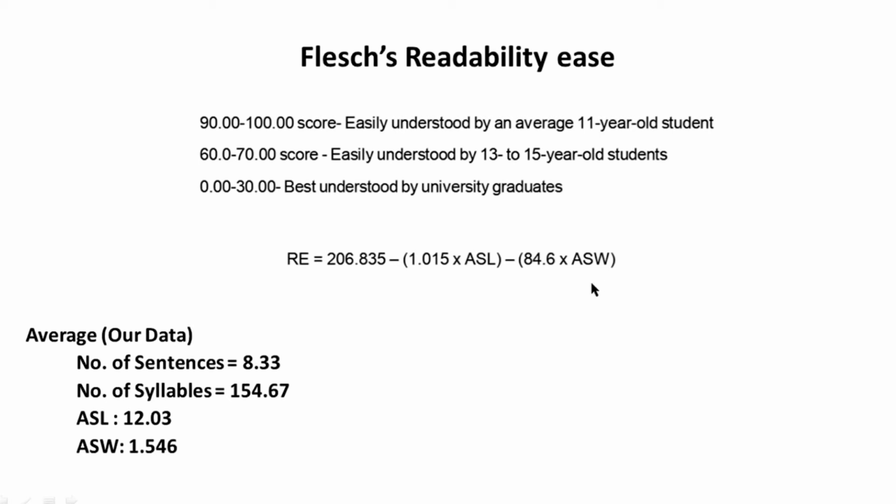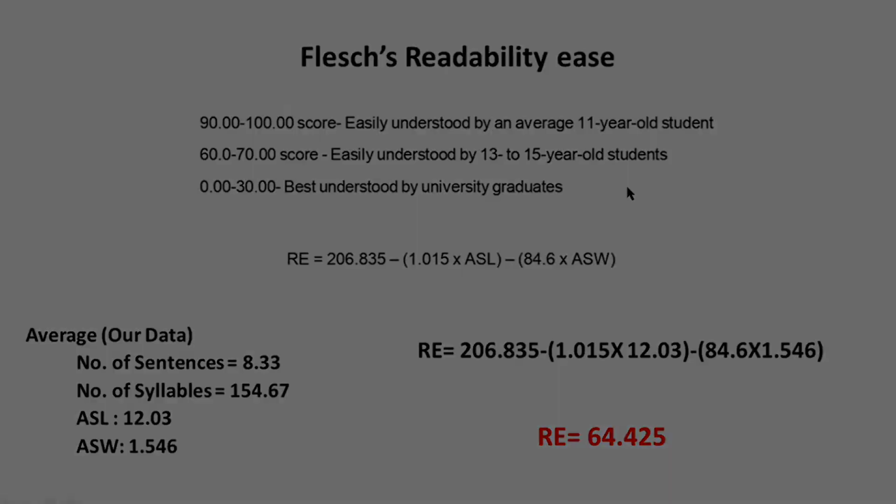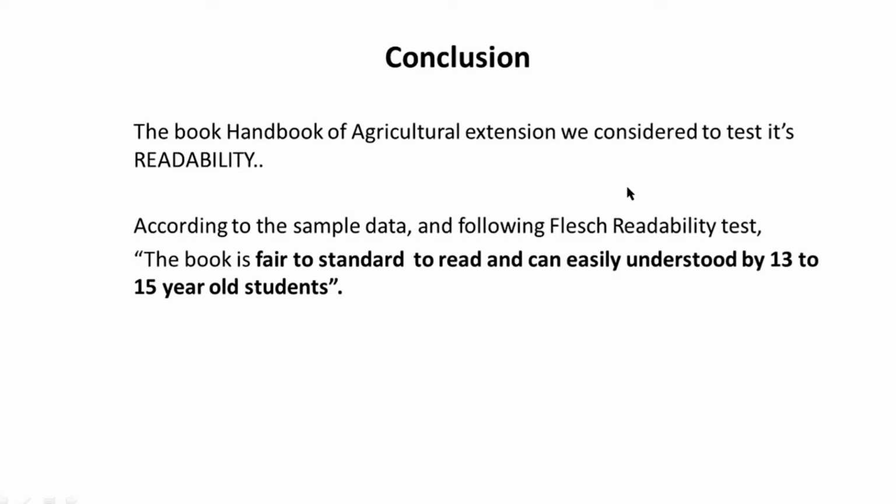If we use our data for this formula, we have received the readability ease is around 64.425. Let's see where this 64.425 falls. It falls around 60 to 70 score. That is, it can be easily understood by the 13 to 15-year-old students.